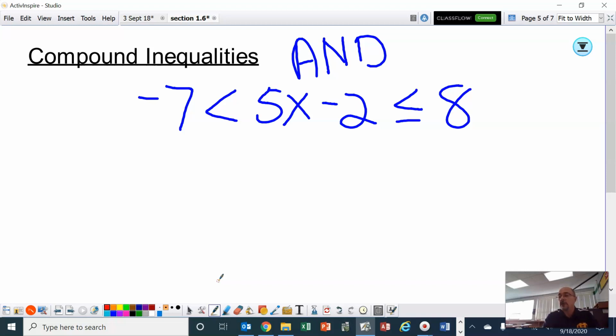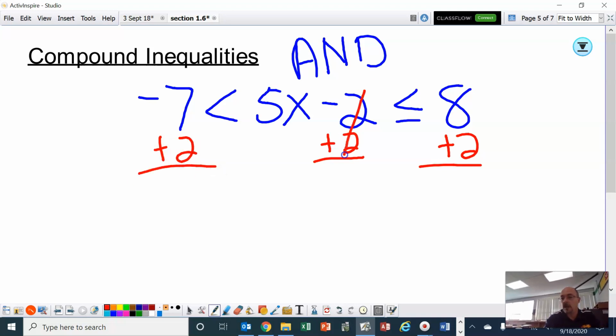So this is what I'm going to do. Again, we're going to get x by itself in the middle. Here we go. So what I'm going to do is I'm going to add 2 here. But I need to add 2 to this side, and I need to add 2 to that side. It's gone now in the middle. So now on the left side, I have a -5, which is less than 5x, which is less than or equal to 10.